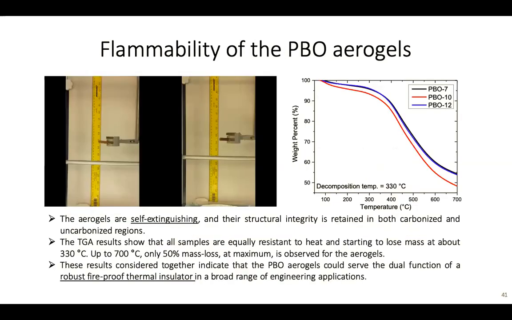This aerogel is still self-extinguishing. As you can see, we put fire directly on the samples. We don't see any flame forming after removing the flame. The carbonized region still has decent structural integrity. Therefore, this aerogel can be used even for internal applications for housing, where we have potential fire risks. The TGA shows that material decomposition at temperatures on the order of 700 is only 50%.